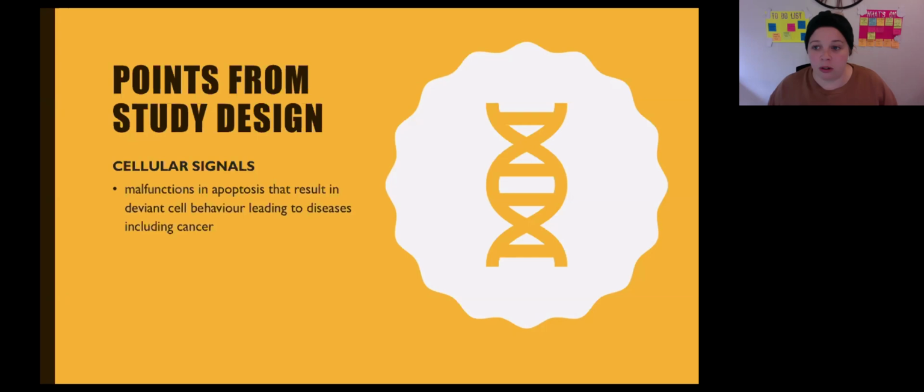So the last dot point that's part of this subtopic of cellular signals is talking about malfunctions in apoptosis that result in deviant cell behavior leading to diseases including cancer. Now, because they specifically mention cancer, you must understand how malfunctions in apoptosis affect cancer. But other than that, I'm going to give you a broad overview of what other diseases can be caused by malfunctions in apoptosis.